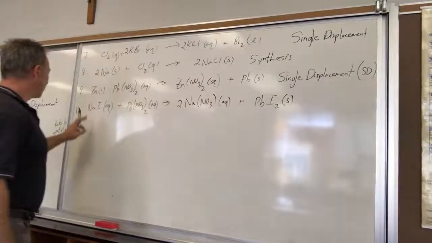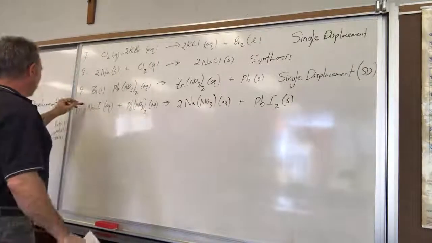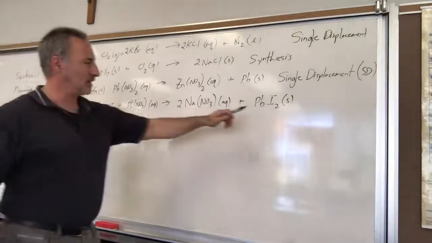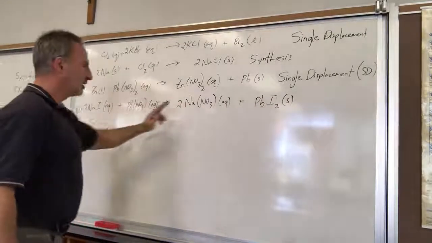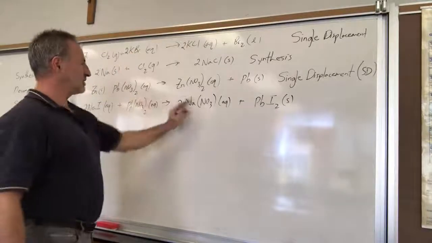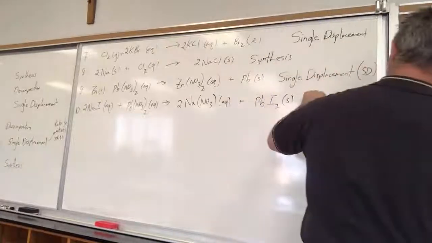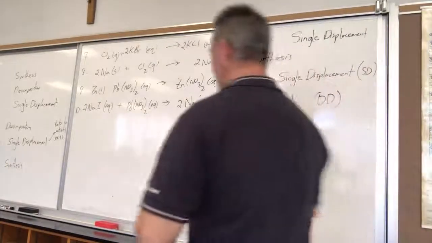Let's see if it's balanced. I've got 2 sodiums over here. I only got 1 over here, so I'm going to put a 2. And that's going to help me balance with the 2 iodides over here. 1 lead, 2 nitrates, 2 nitrates. So it's balanced, and it's a double displacement. I'm just going to say DD because there's no room.